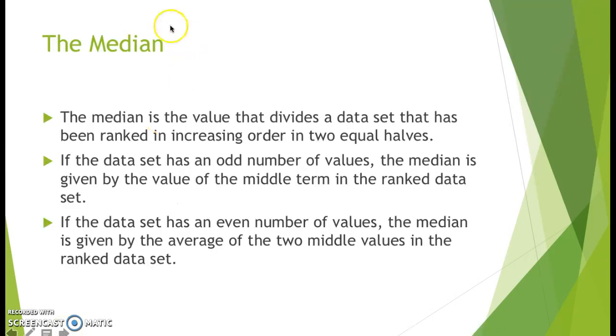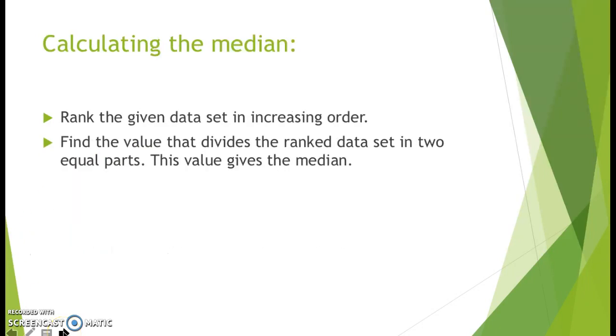Okay. Next, we'll talk about the median. It's obviously the value that divides a data set that has been ranked in increasing order into 2 equal halves. So when we talk about a data set that's ranked, that means it's been put in order from least to greatest. I suppose it could be greatest to least, but generally least to greatest. And if the data set has an odd number of values, the median is the middle term in that ranked data set. If the data set has an even number of values, then it's given by the average of the 2 middle values. So you're going to see a couple of examples here in a minute.